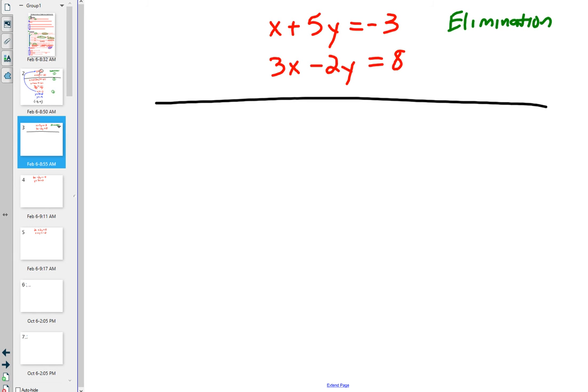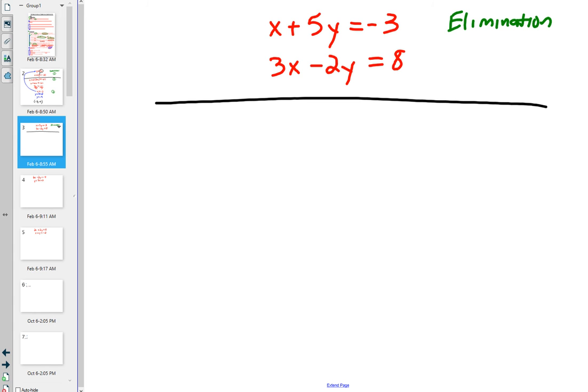Now, don't overthink this. Don't be like, oh, but which one? I don't know which one to make. Just pick one. I can tell you what the benefits are. The nice thing about making the x's match is that I'm only going to have to multiply one of the equations because the bottom one already has a 3. We just said that we're going to make them match at 3.